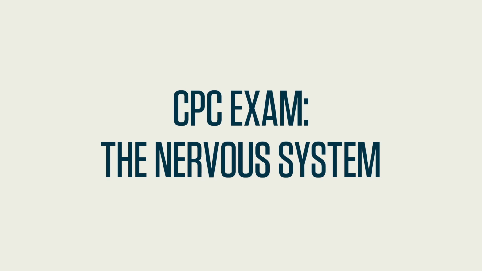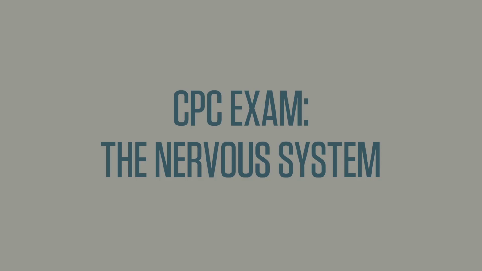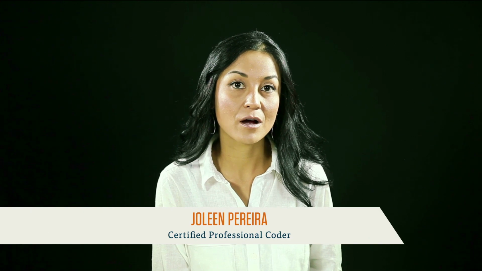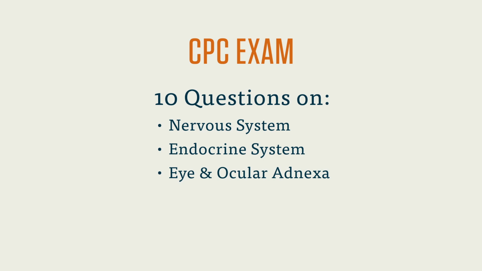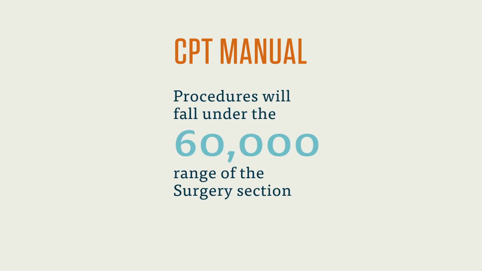CPC exam, the nervous system. On the CPC exam, there will be approximately 10 questions in total on the nervous system, endocrine system, eye and ocular adnexa, and ear. Procedures on these fall into the 60,000 range of the surgical procedure section in the CPT manual. So let's review the nervous system and related surgical procedures.